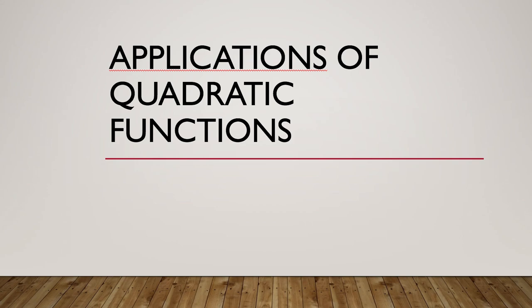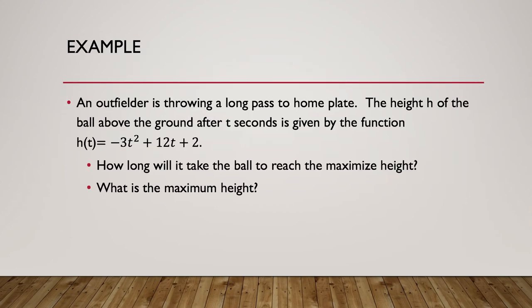So next we're going to look at several applications for quadratic functions. We're going to begin with a problem that says an outfielder is throwing a long pass to home plate. The height h of the ball above the ground after t seconds is given by the function h of t is equal to negative 3t squared plus 12t plus 2.